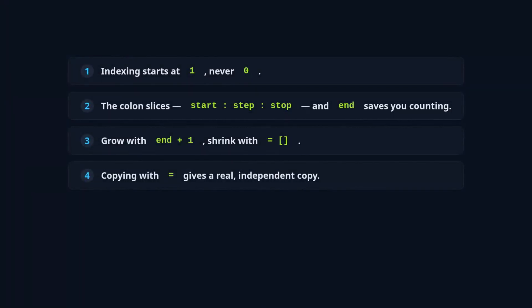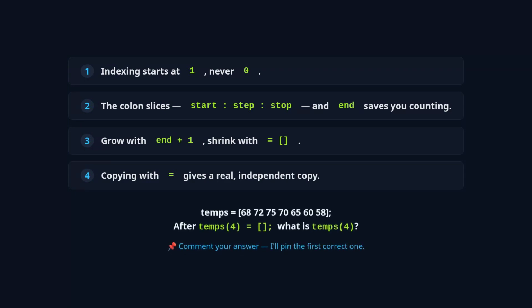4 things to take with you. Indexing starts at 1, never 0. The colon slices start, step, stop, and end saves you from counting. Vectors grow with end plus 1 and shrink with empty brackets. And copying with equals gives you a real independent copy.